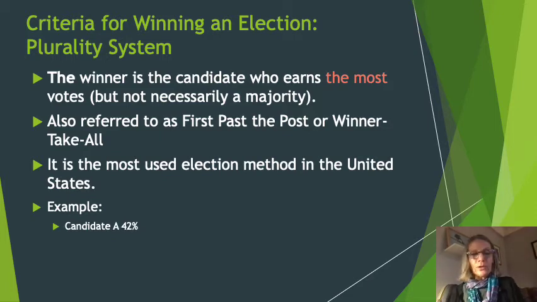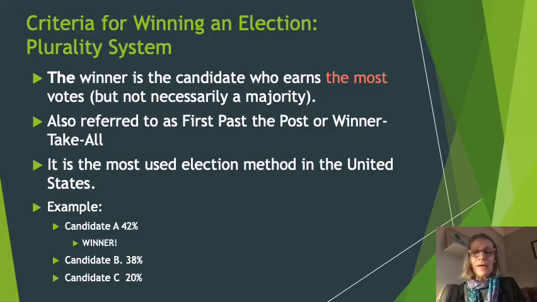Here's just an abstract example: candidate A gets 42% of the vote, candidate B gets 38% of the vote, candidate C gets 20% of the vote. If you're using the plurality method for determining who the winner is, who is the winner? Well, the winner is the one who got the most votes. They got 42% of the votes. And so candidate A, see, they're the winner, right? Because they got the most votes.